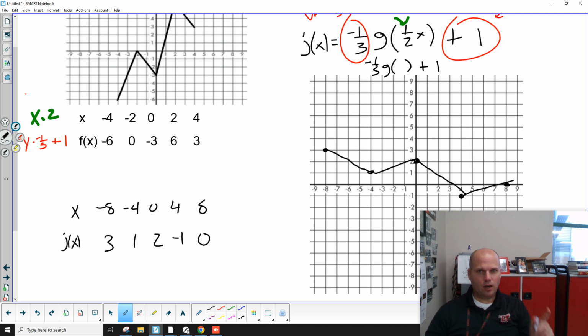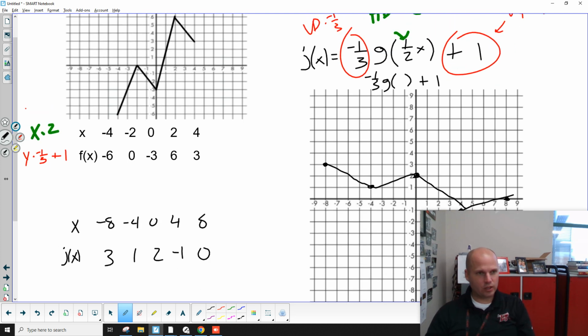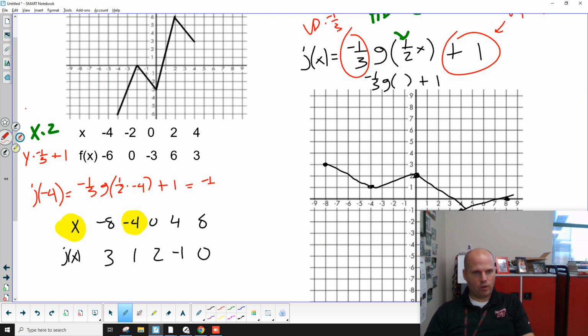Double check. Am I sure this is correct? Well, let's take a point. I don't care, let's take this guy. Let's plug in -4 into J. What's J of -4? Well, that's -1/3 times G of 1/2 times -4, plus 1. This becomes -1/3 times G of -2, plus 1. Oh, I know what G of -2 is.